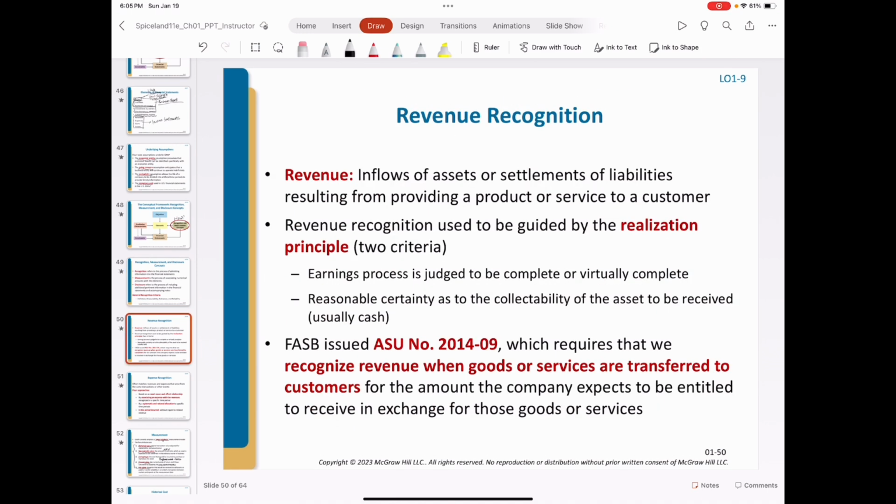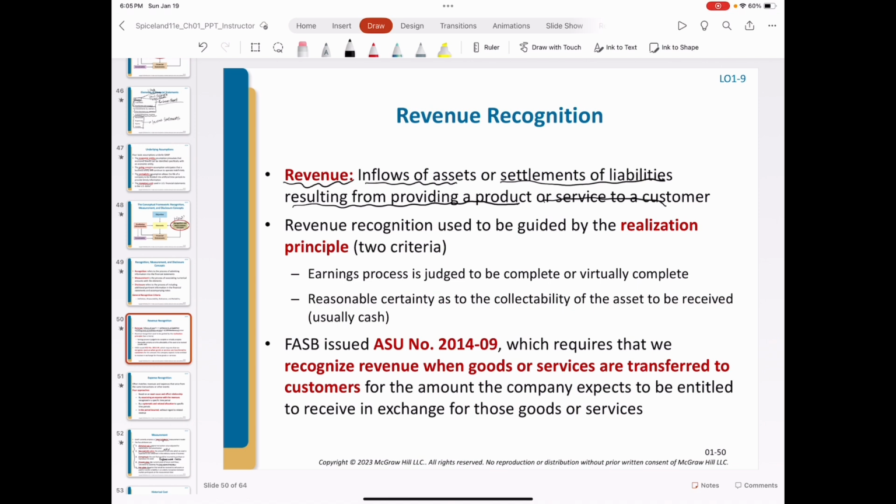Use revenue and expense recognition as an example. We should clearly define the revenue. Here the revenue is defined as inflow of assets or settlement of liabilities resulting from providing a product or service to the customer. So any information or transaction that meets such definition should be recorded as revenue.